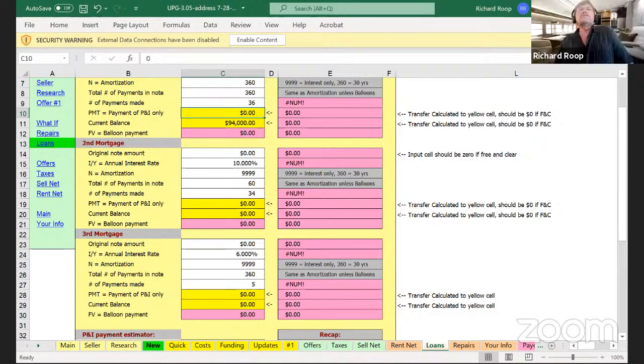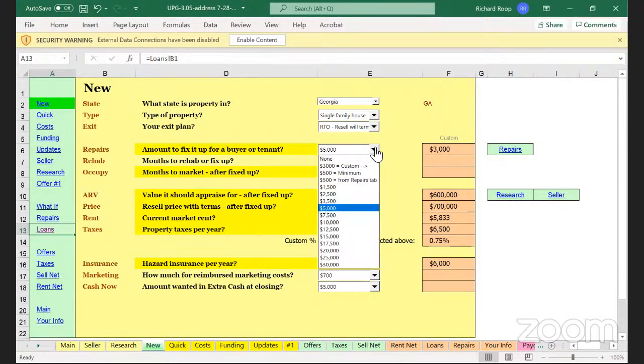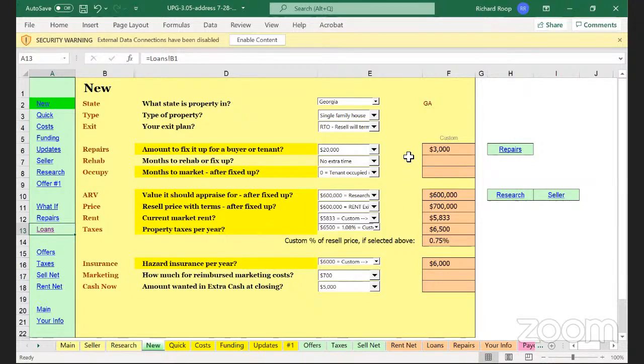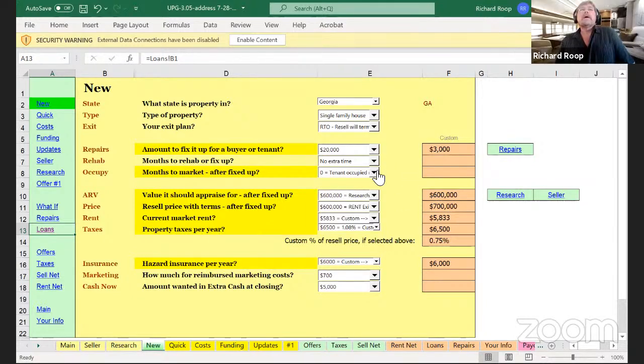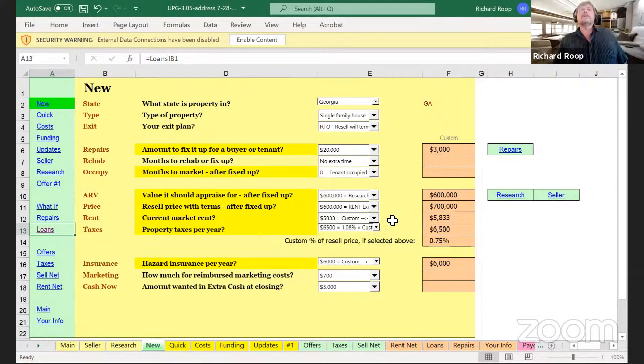Okay, so let's go to the new tab. How much in repairs? That's subjective. It's probably going to be about 20. You could use about 20. To get it to the ARV, full market value, I'd say it needs about 20K in it. Okay, and is it tenant occupied or owner occupied? Tenant. Okay, it's tenant occupied. I'm going to go over here to the seller tab.